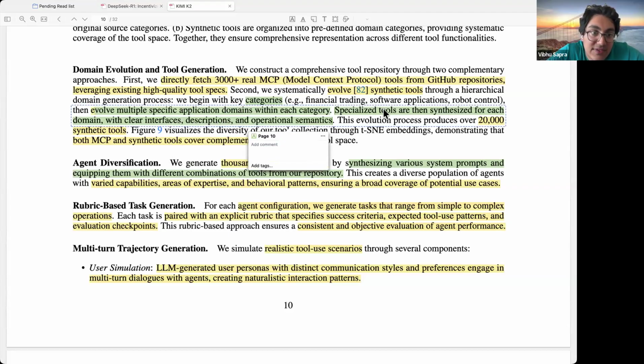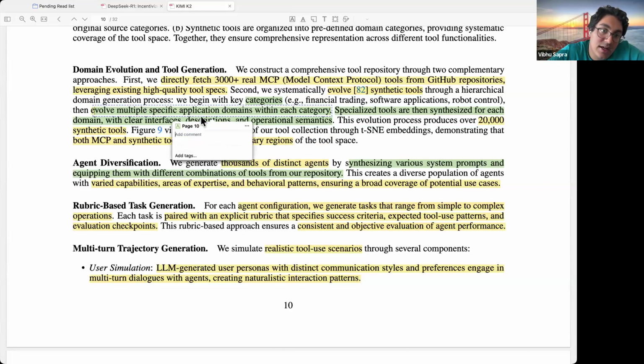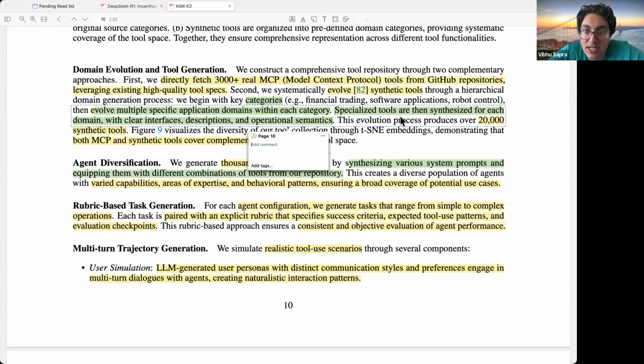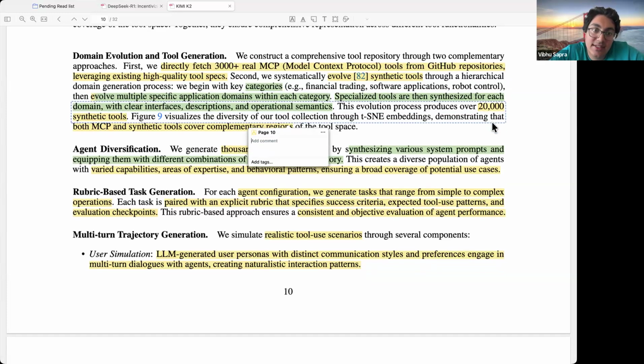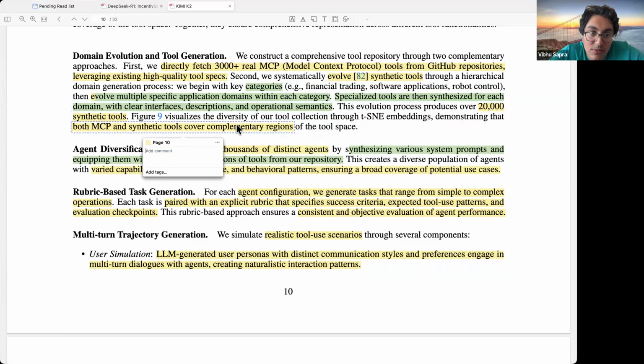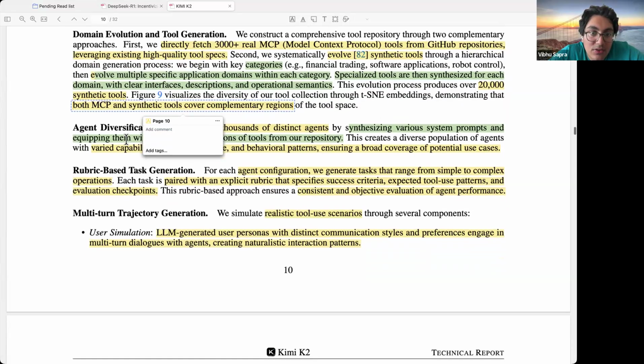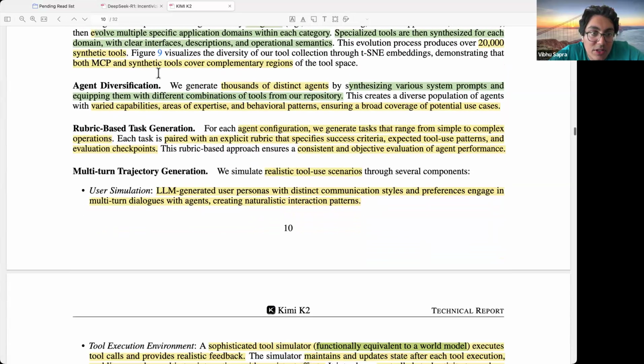Specialized tools are then synthesized for each domain with clear interfaces, descriptions, and operational semantics. So get a bunch of tools, classify them in categories, then evolve multiple specific application domains with each category. Then tools are synthesized. They produce over 20,000 synthetic tools across different domains. Both MCP and synthetic tools cover complementary regions.